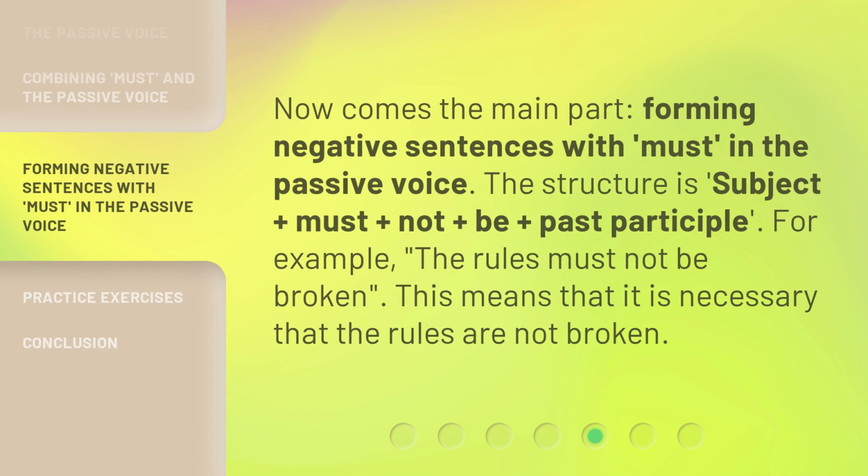Now comes the main part, forming negative sentences with must in the passive voice. The structure is subject plus must plus not plus be plus past participle. For example, the rules must not be broken. This means that it is necessary that the rules are not broken.